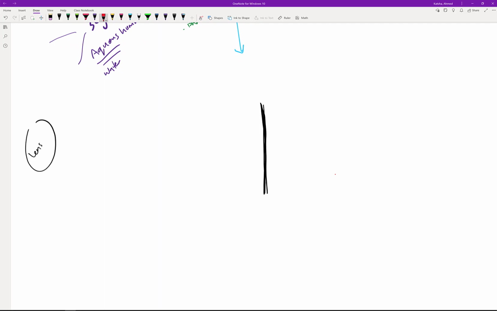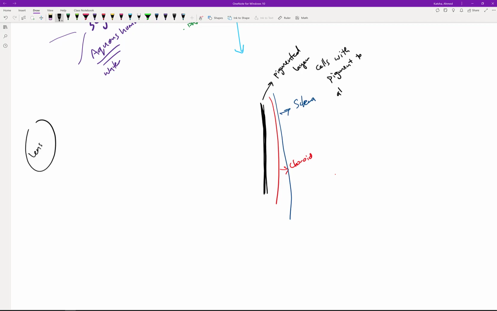Behind this dark line, I'll talk about this dark line, we have the choroid layer, and behind the choroid layer we have the sclera. So just to make sure that we are orienting ourselves in the correct way, the first layer of the retina or of the neural tunica is something called pigmented cells or pigmented layer. So those are cells with pigments to absorb light. What does it mean to absorb light? It means they don't reflect light out.